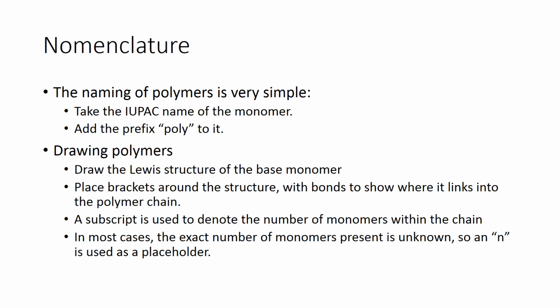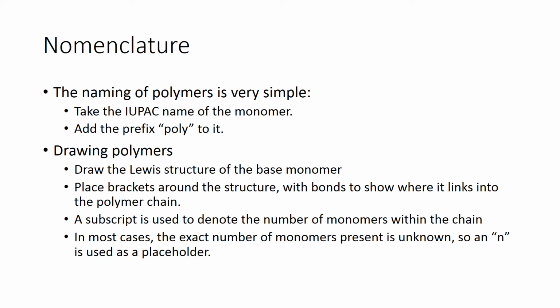Now let's look at the nomenclature. Nomenclature means the system of names. And the naming of polymer is very simple. So you first take the IUPAC name of the monomer, for example, ethene, and then you add the prefix poly, to become polyethene. Poly means many.